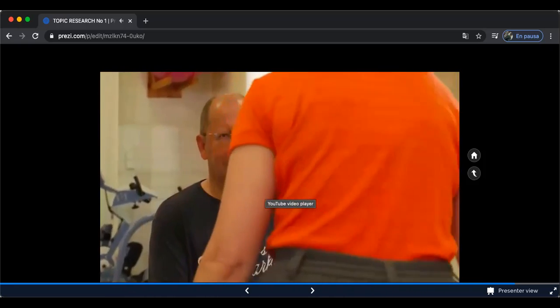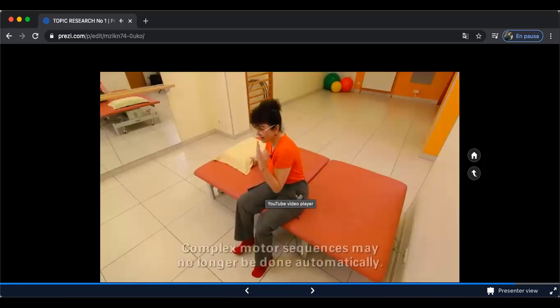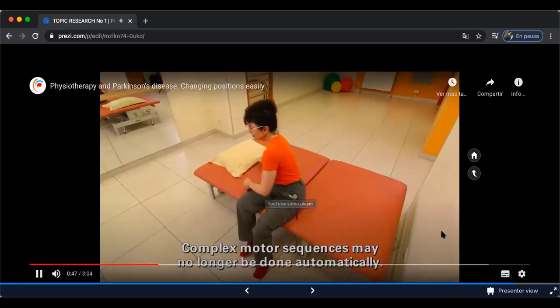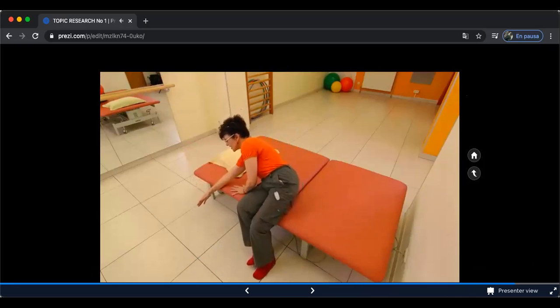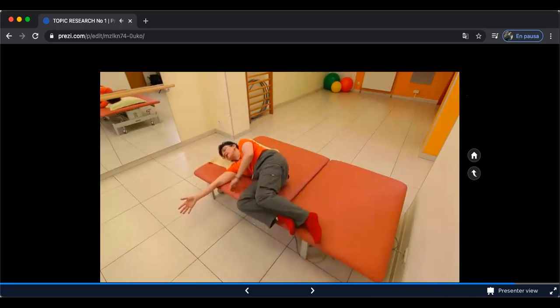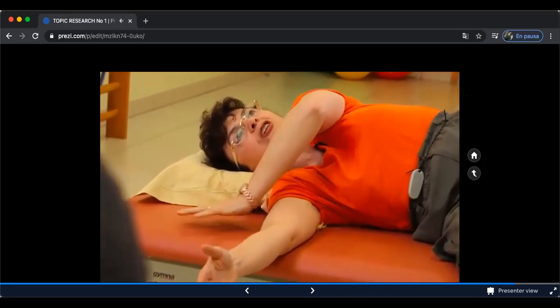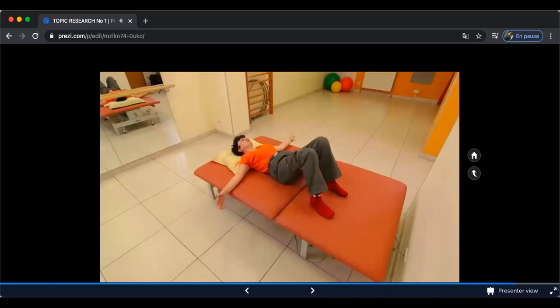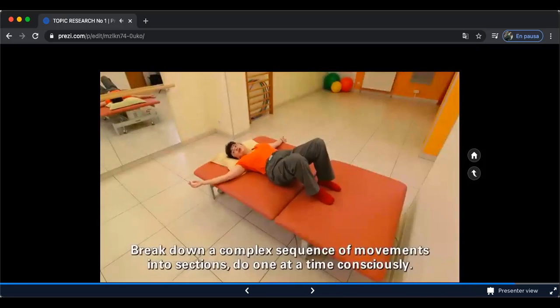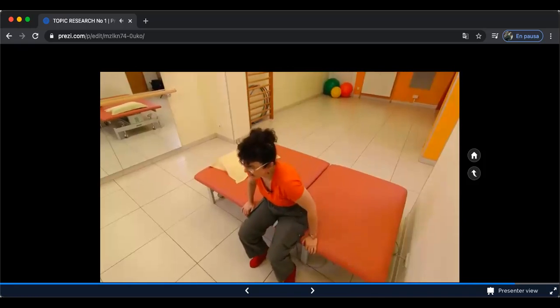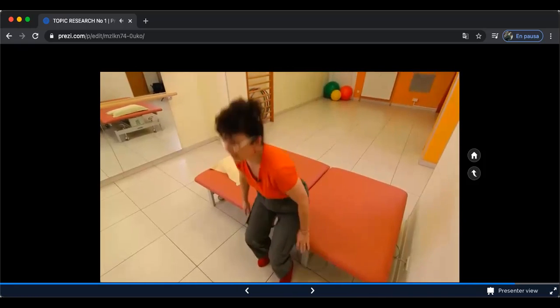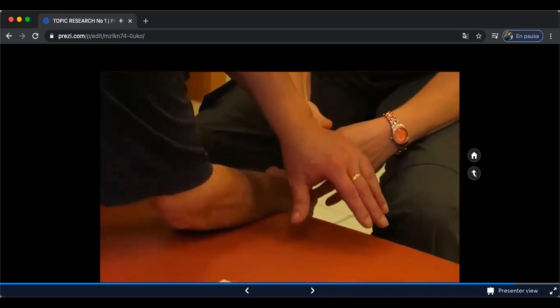Now let's try another strategy. As Parkinson's progresses, complex motor sequences may no longer be done automatically. Your physiotherapist will show you how to solve this problem by breaking down a complex task into different sections and doing one at a time consciously. You turn around like this and you stand up. You come to the edge, feet back and up, wherever is comfortable for you.